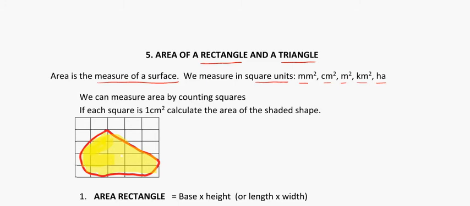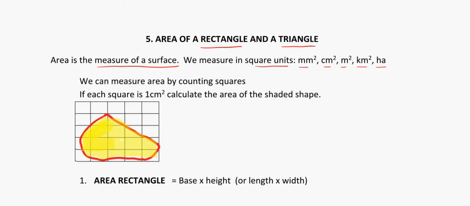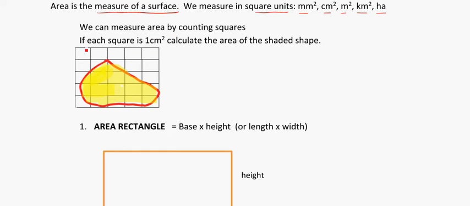So we could measure area by counting squares. Now if each of these squares was 1 centimeter squared, we could add them up and find out the area by adding up all the squares. Now these are whole squares, 1, 2, 3, 4, 5. So we know there's 5 there. Now those two could make up another square, 6. These two could make up another one, 7. These two another one, 8.